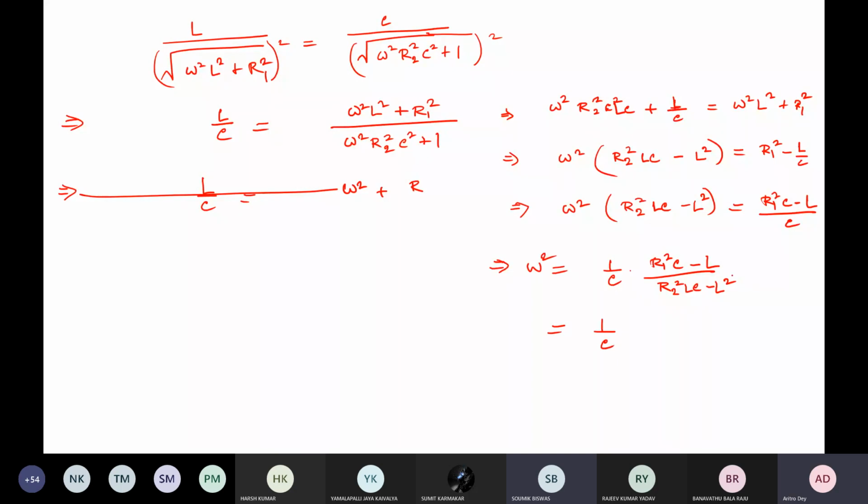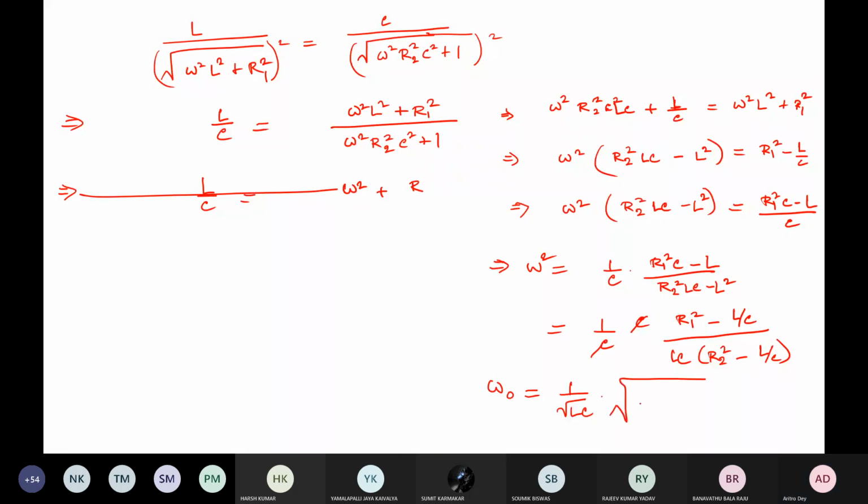So if you now take C common from here, it is R1 square by L by C. And if you take 1 by LC, this C will cancel out. And if you take LC common, then you're left with R2 square minus L by C. So we can write omega 0 to be 1 by root over LC into root over R1 square minus L by C, divided by R2 square minus L by C.